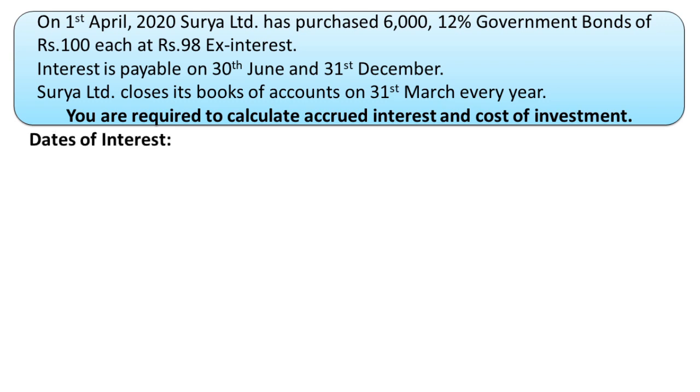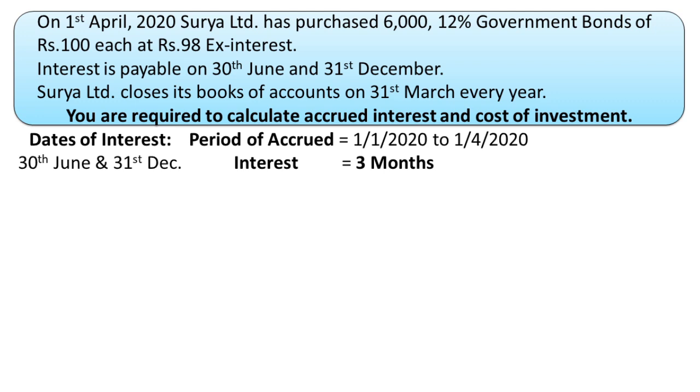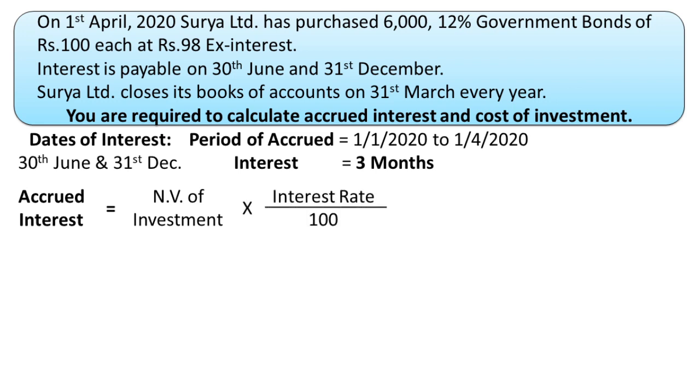Now, first of all, we have to record the date of interest, that is 30th of June and 31st December. The period of interest is from the last date of declaration of interest up to the date of purchase of an investment, which is 3 months. So the accrued interest formula that we know: nominal value of investment multiplied with interest rate divided by 100 multiplied with period of accrued interest divided by 12.